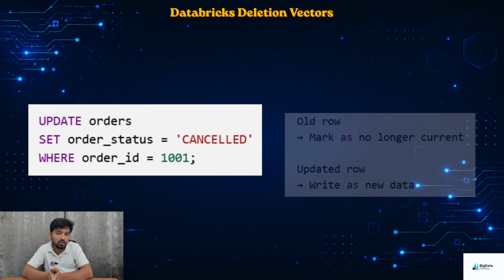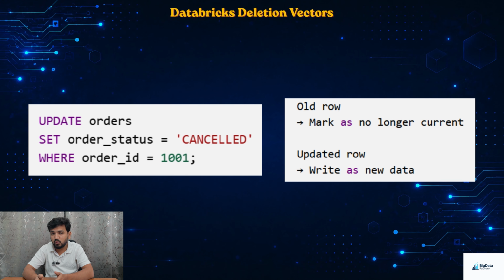Now consider an update query. An update changes an existing row. Conceptually, Databricks can treat this as two actions: marking an old row as no longer current, and writing the updated row as new data. The old row can be represented as modified through the deletion vector instead of forcing an immediate rewrite of the full original Parquet file. The updated row is then stored as part of the new table data. So the current table snapshot returns the new version of the row, not the old one.